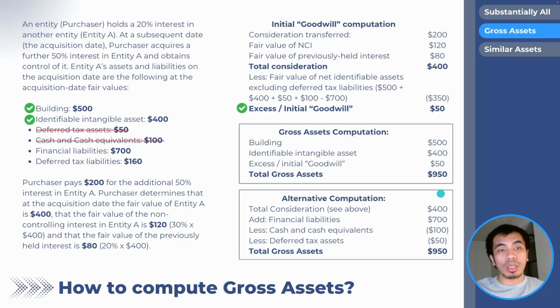However, for me, I like the first computation more, because you actually see what the components of the gross assets are, which is composed of the building, the intangible asset, and then the excess. And the excess specifically excludes the impact of the deferred tax liabilities in the computation.